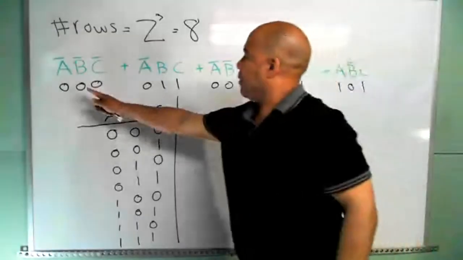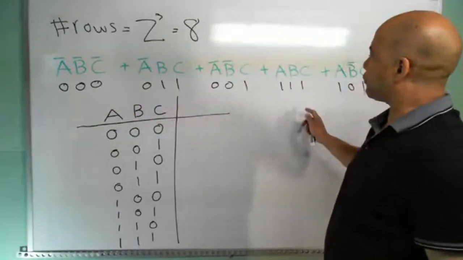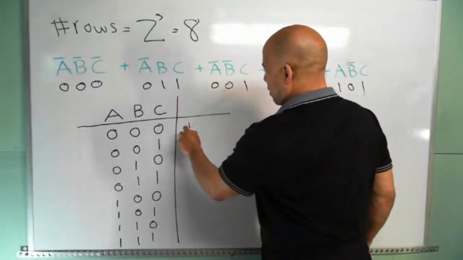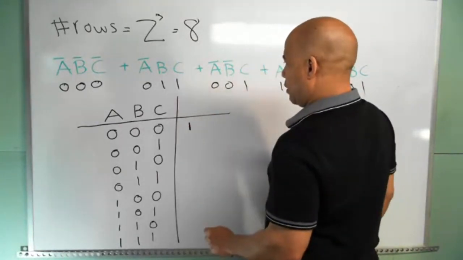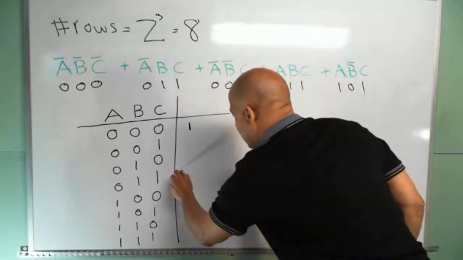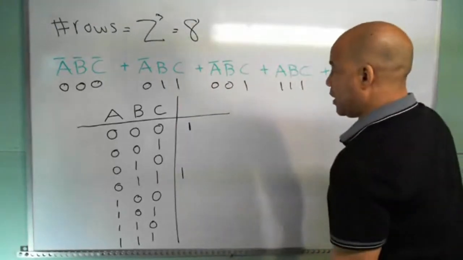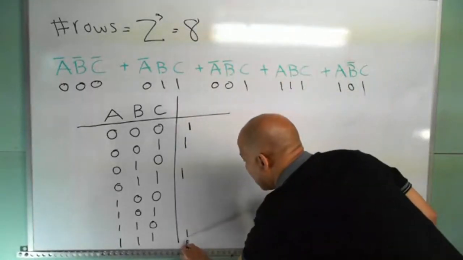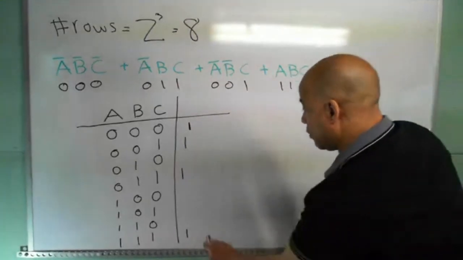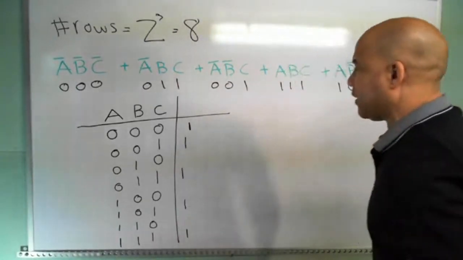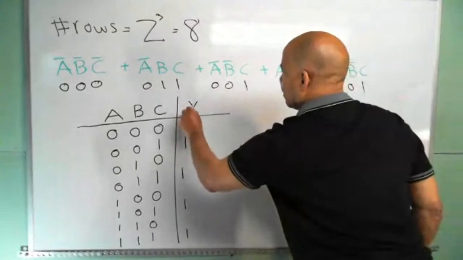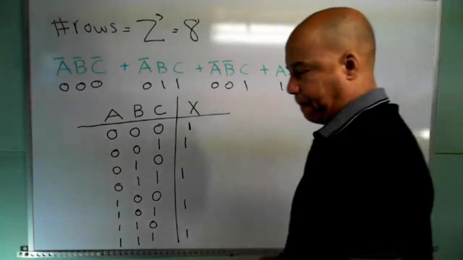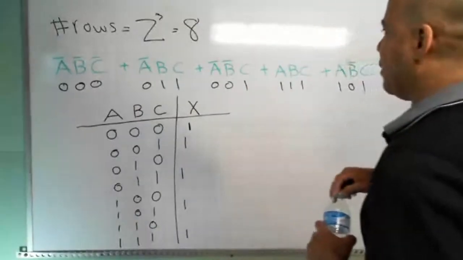Okay, so these tell me where the ones are. I got a 1 at 0, 0, 0, so I got a 1 right here. 0, 1, 1, I got a 1 right there. 0, 0, 1, just a 1 right here. 1, 1, 1, it's just a 1 down here. And 1, 0, 1 is a 1 right there. Does this match up with what you guys get? Or did I do something wrong? I think it's right. Everybody see what we're doing?